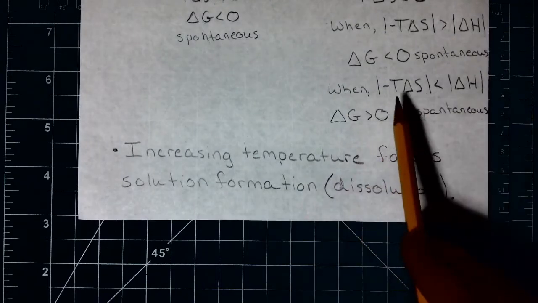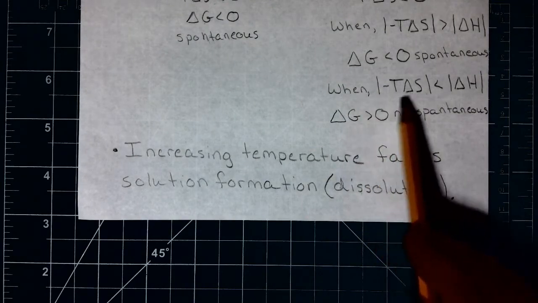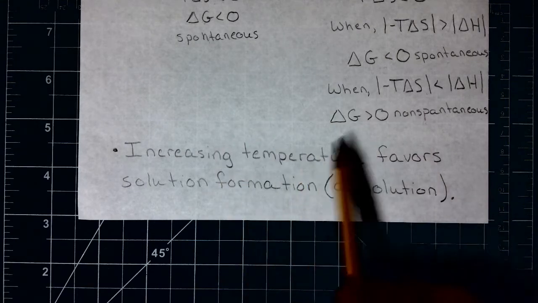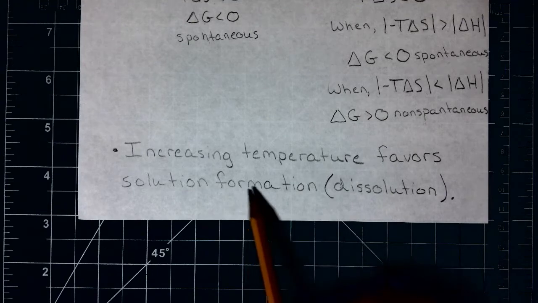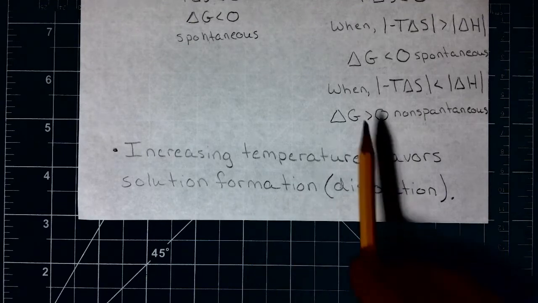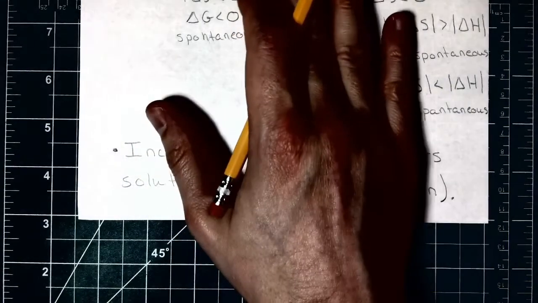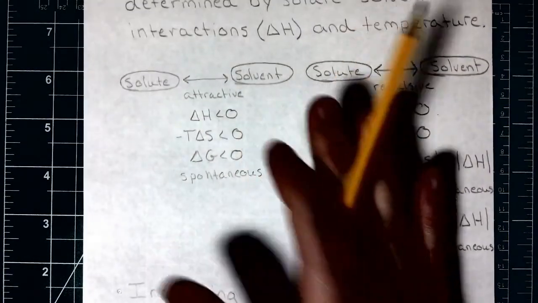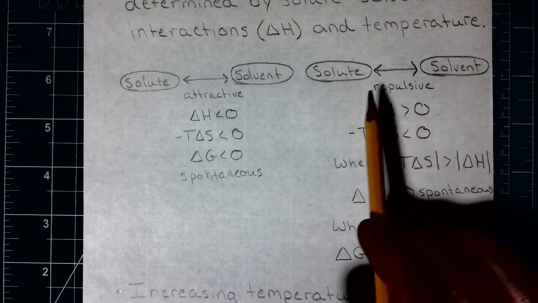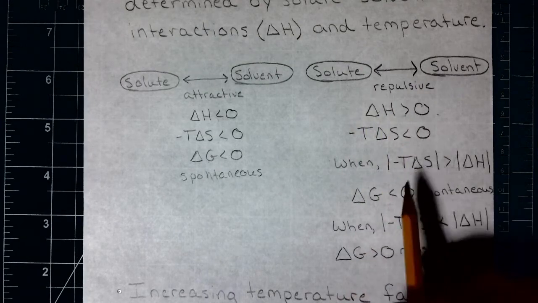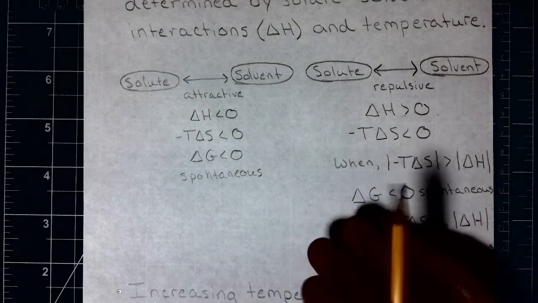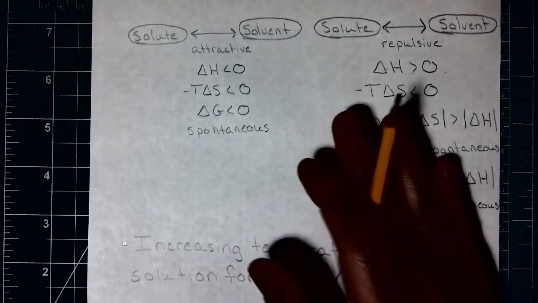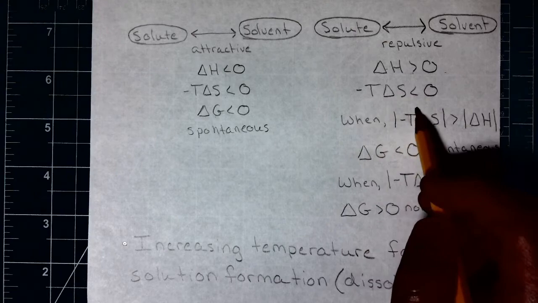Now, because this negative T delta S term is favoring a solution forming in this case, increasing the temperature is going to increase this term, and that's going to favor the formation of a solution. So the moral of that story is that even if you got into a situation where this repulsion is overcoming the entropy term and making it so a solution doesn't form, you might be able to get it to form by increasing the temperature, by increasing this negative T delta S term.